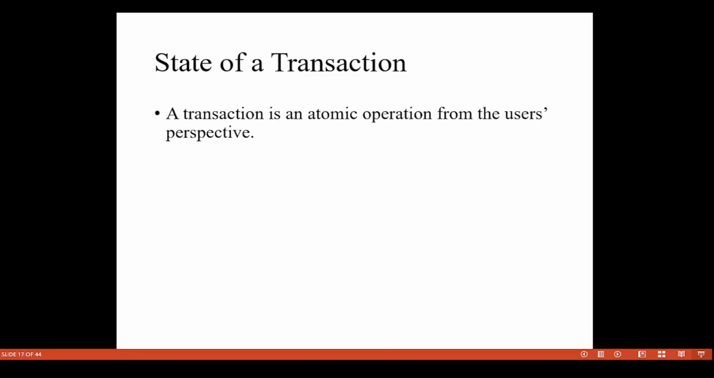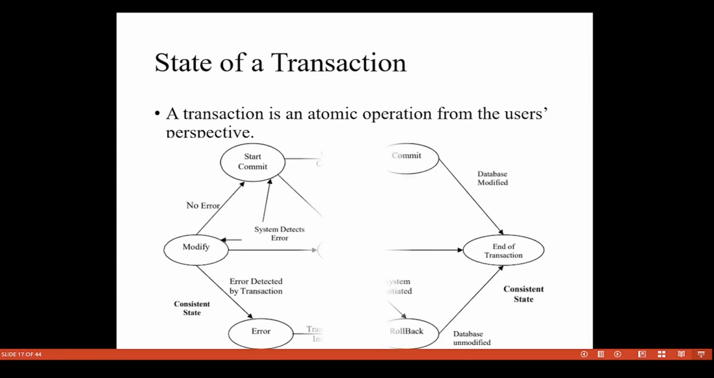The next main point is the state of a transaction. A transaction is an atomic operation from the user's perspective, but from the system's perspective, there are different states. When users want to modify an account number or modify a data item, the transaction starts at this point.